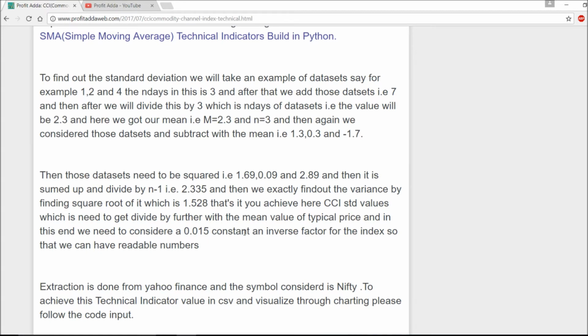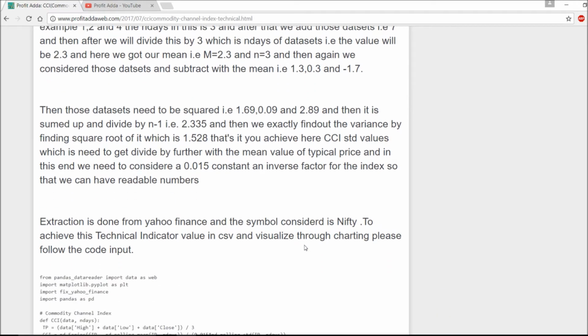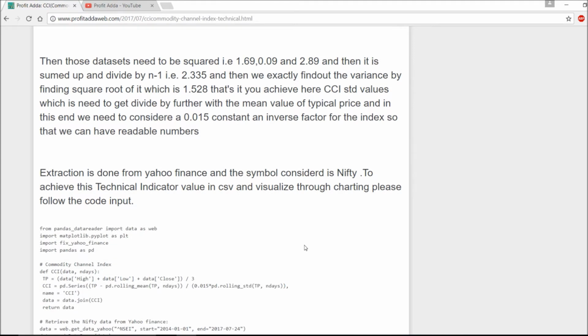So consider the typical price and the 0.015 constant. We should consider this as an inverse factor for the index, and it makes it readable for plus 100 and minus 100. If I print, you will recognize what I am talking about, the plus 100 and minus 100. This basic extraction has been done from Yahoo Finance.